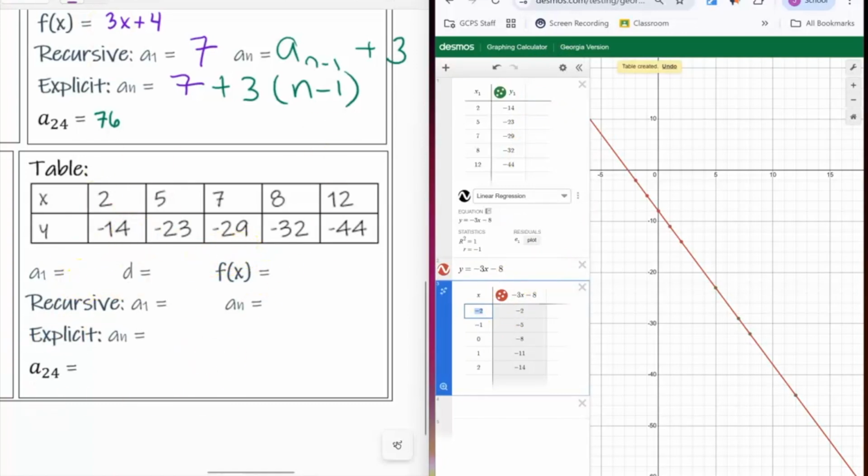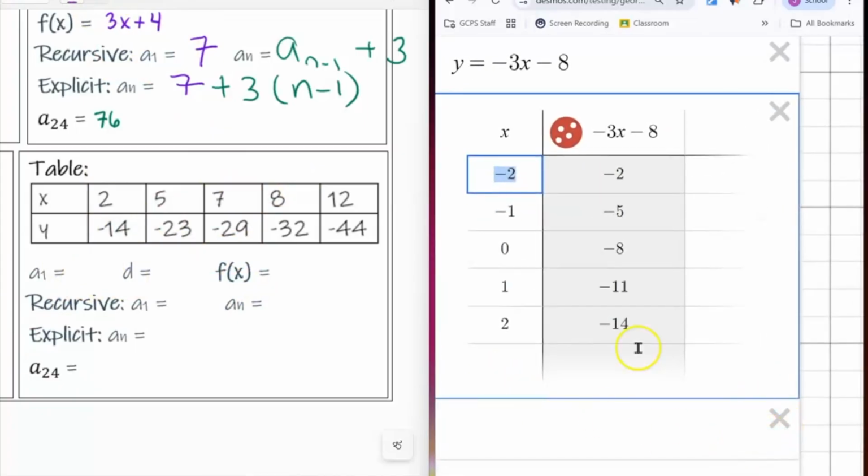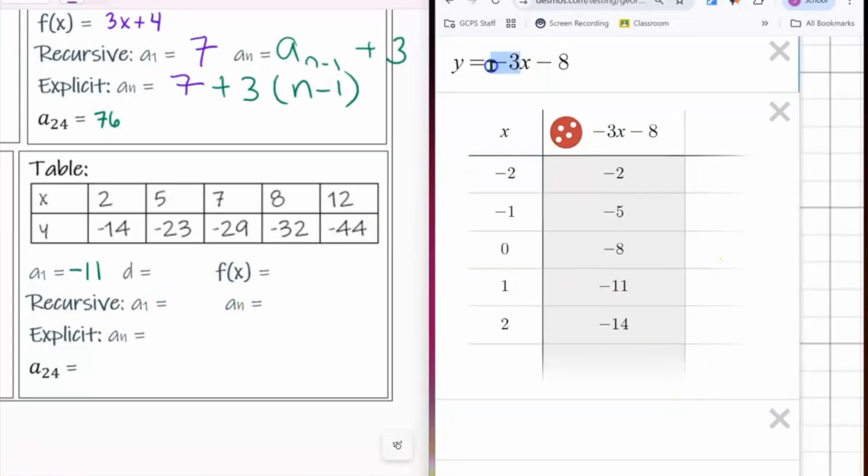Now I'm able to answer any question. So now I'm not even going to reference my notes anymore because at this point you should know it. I only need a table and my equation in order to write any recursive, explicit, or function notation. So what is my first term? I go to my table. From my table, I get my first term. What's my first term? Negative 11. What's my common difference? For my common difference, I go to my slope, which is next to the x. Do not forget if it's positive or negative. In my case, it's negative 3.